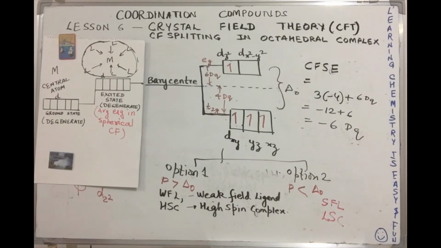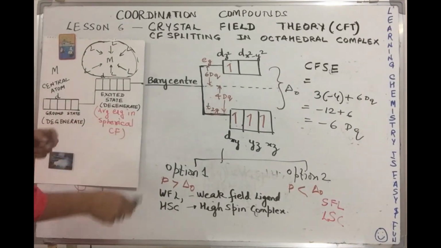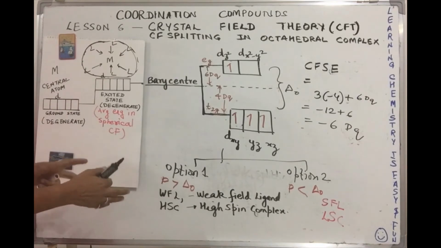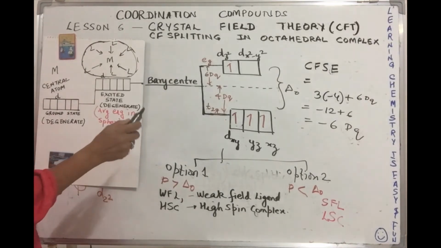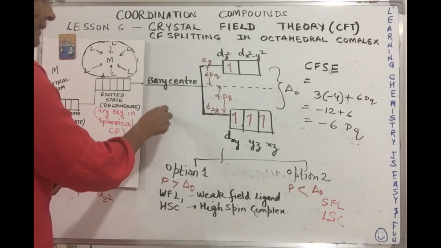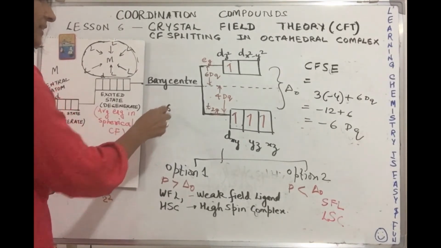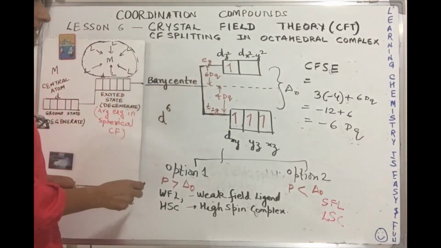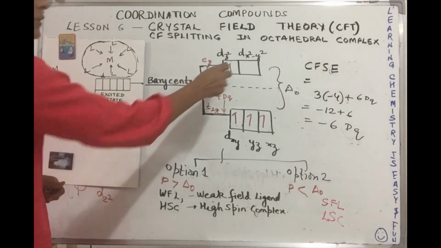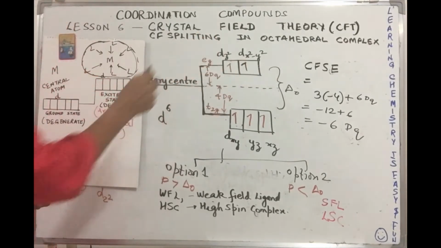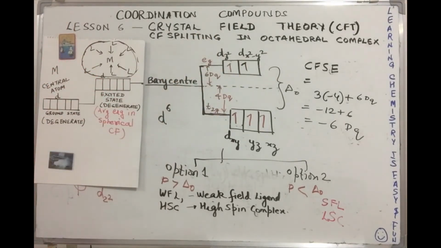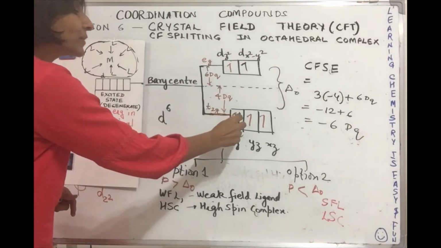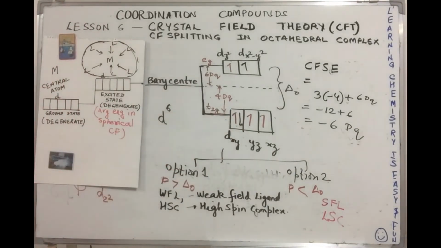Right? Would you like to calculate, on the basis of this same option 1, the CFSE for D6 configuration? So D4 we have already done. Where will D5 now go? Obviously, it will go to make it half filled. Now what about D6? Yes, again the pairing will begin from the lower energy orbital, right?